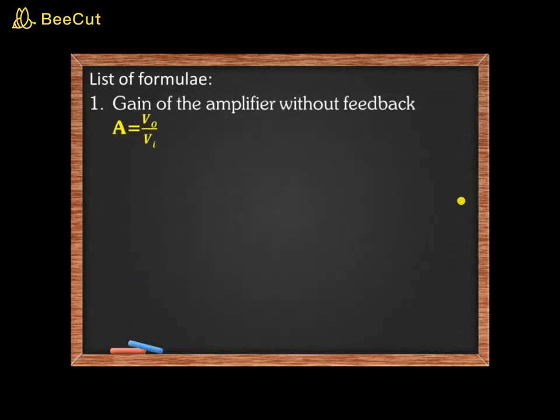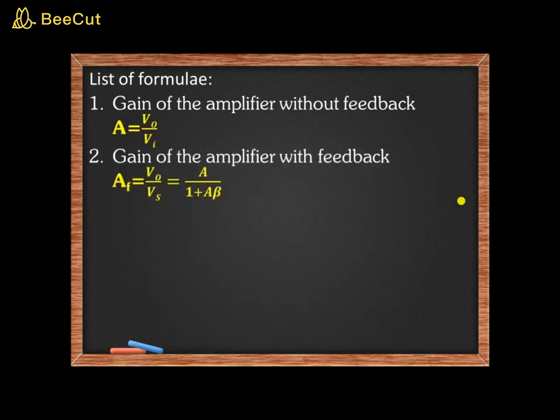The first one, the gain of an amplifier without feedback is given by A is equal to Vo by Vi. It is also called open loop gain. Next, the second one is the gain of an amplifier with feedback, given by AF is equal to Vo by Vs, and we derived an equation to show that it decreases the gain, that is A divided by 1 plus A beta. The gain of an amplifier with feedback is also called closed loop gain.